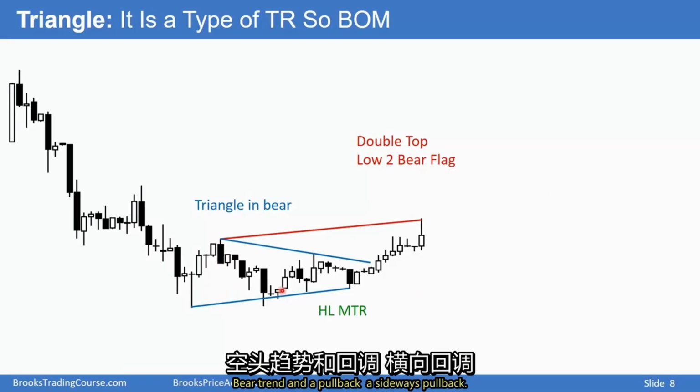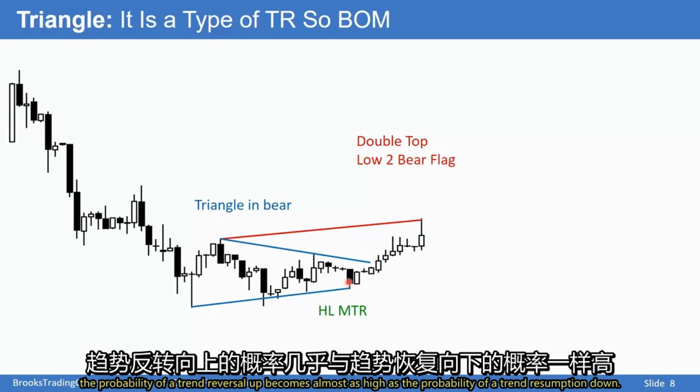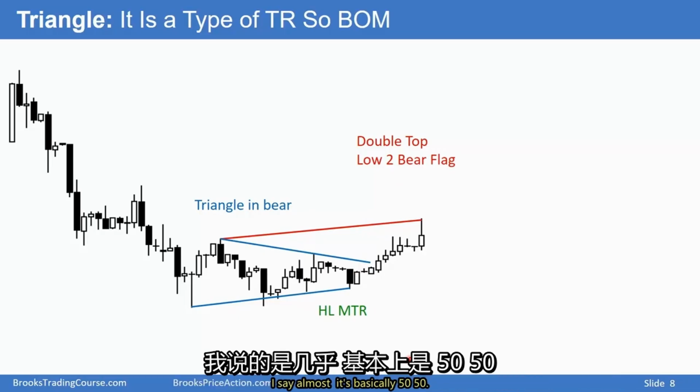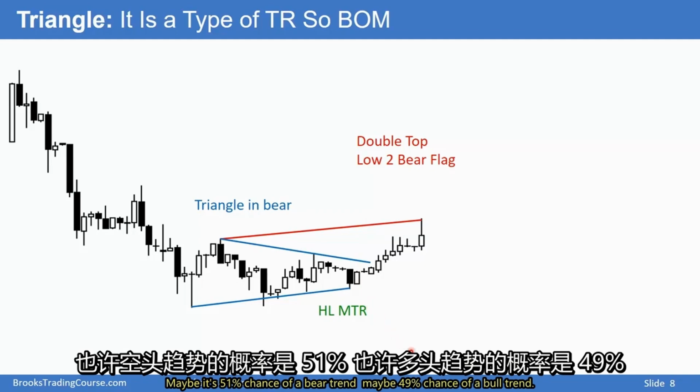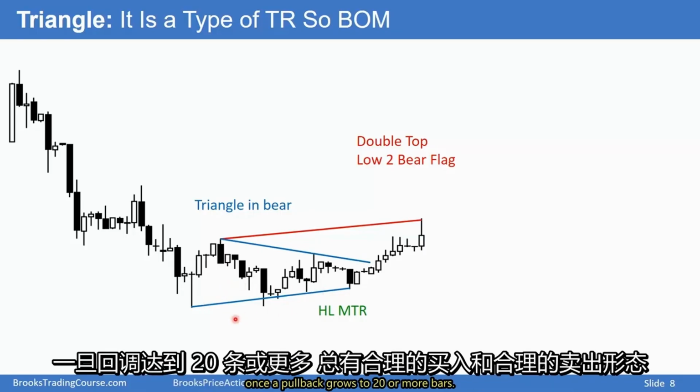Bear trend and a pullback, a sideways pullback. Once it grows to 20 or more bars, the probability of a trend reversal up becomes almost as high as the probability of a trend resumption down. I say almost, it's basically 50-50. Maybe it's 51% chance of a bear trend, maybe 49% chance of a bull trend. In any case, there's always a good reasonable buy setup and a good reasonable sell setup once a pullback grows to 20 or more bars.